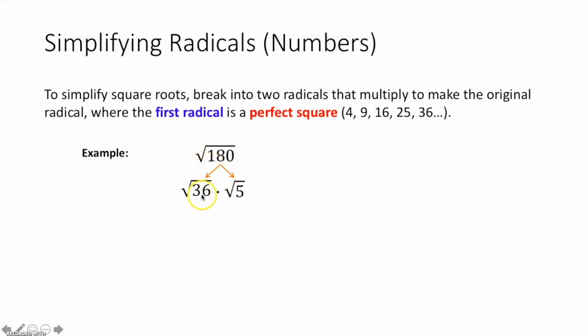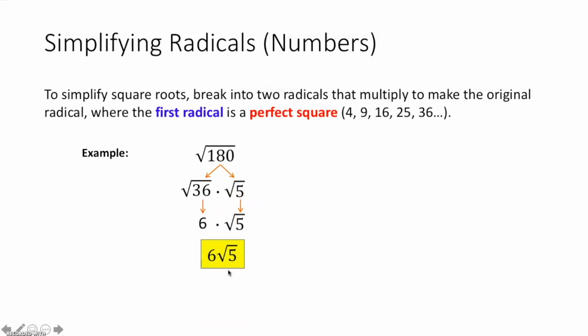Now, why did I pick 36? Because it's a perfect square. And what's the square root of 36? That is 6. The square root of 5, we can't break that down any further, and you can't take the square root of it, so it just stays under the radical. So you're left with your answer, which is 6 rad 5.